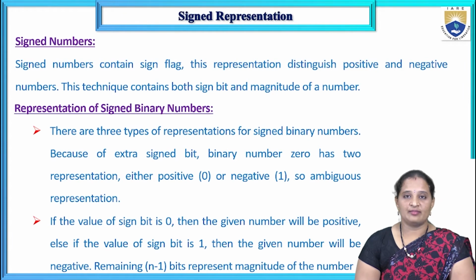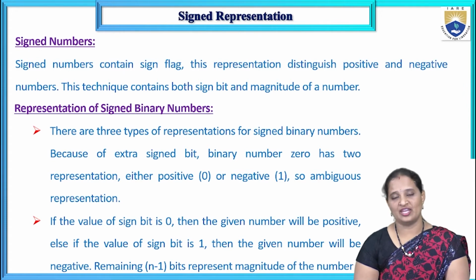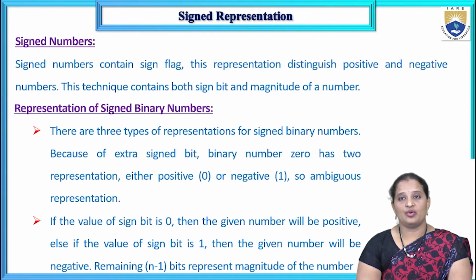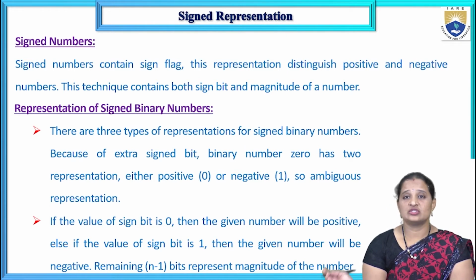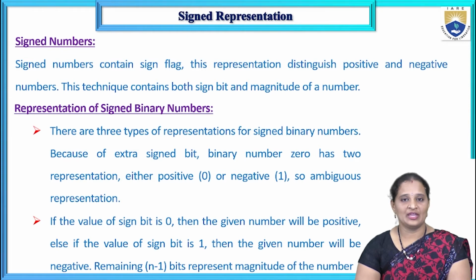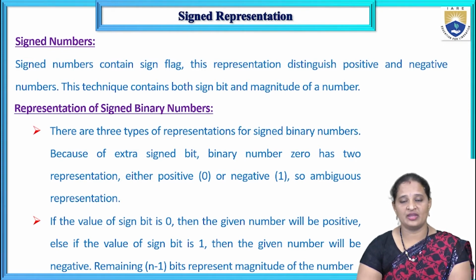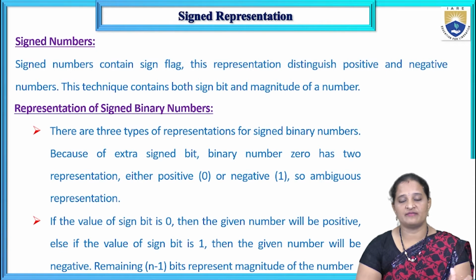Now coming to the signed numbers. Signed numbers contain a sign bit, with which we can represent both positive and negative numbers. If the sign bit is 0, then the number is considered to be positive. If the sign bit is 1, the number is considered to be negative. That means we have an extra bit which represents the sign of a number.